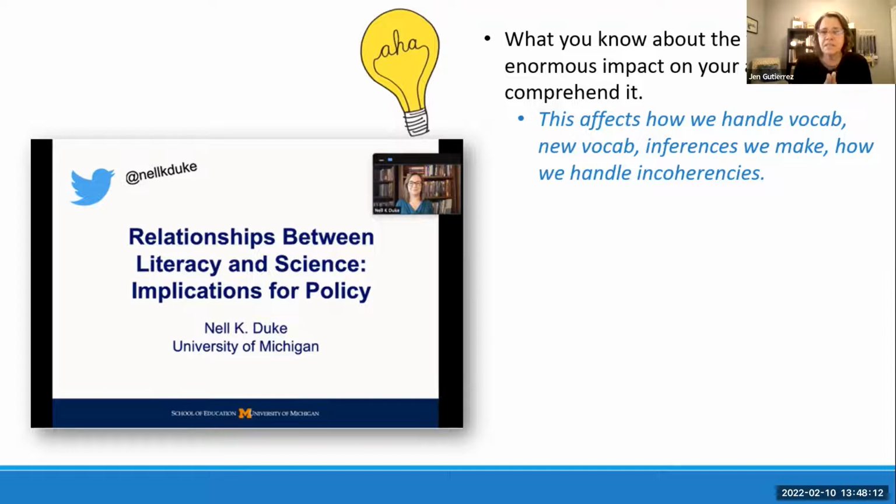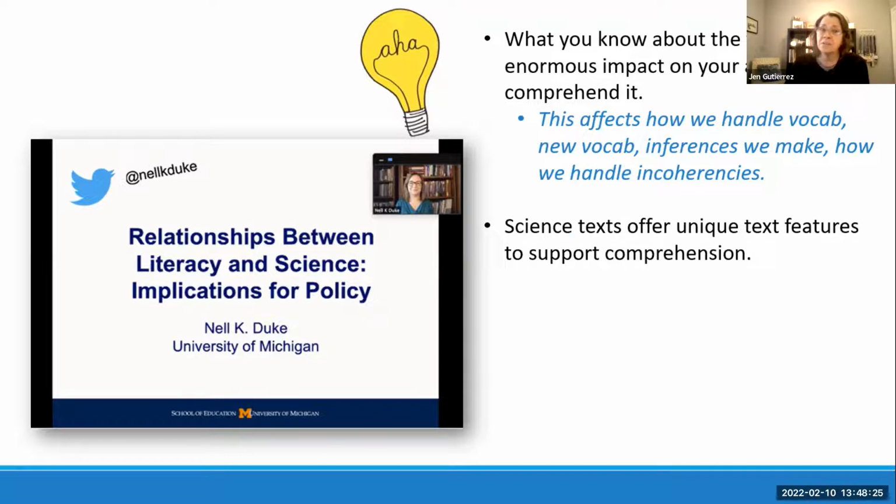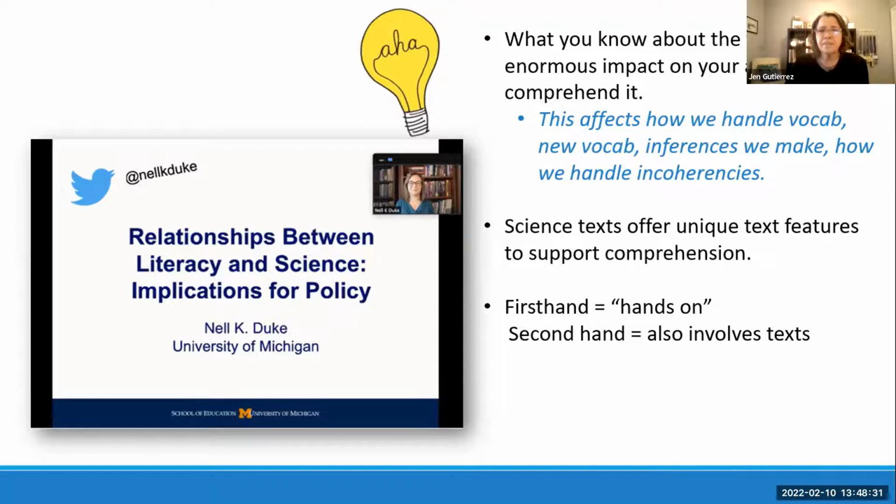So being able to engage with the text and make sense of it is really, really essential. Right there speaks back to where we started with that statement from the Australian group about literacy in science. And then again, we talked about those unique features that are meant to support science understanding. And Nell Duke uses this firsthand, known as hands-on, secondhand also involving texts. I loved that. I thought that was so awesome because that speaks to where we live too as elementary teachers.